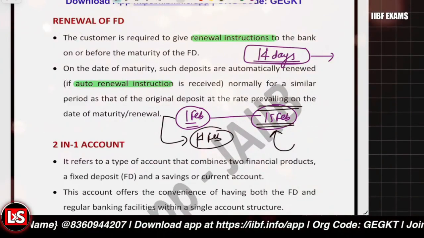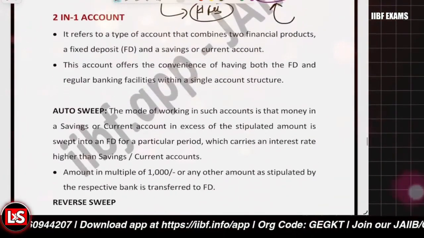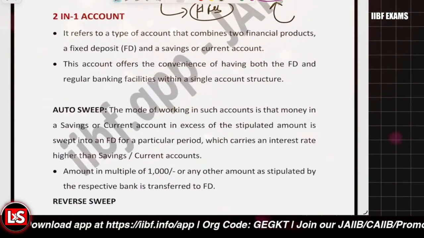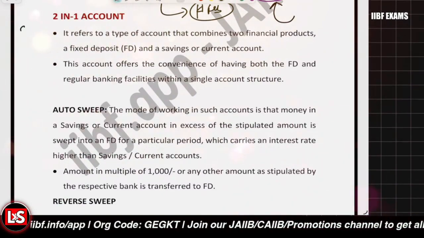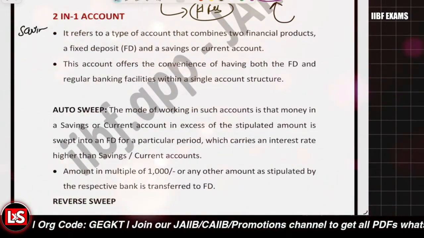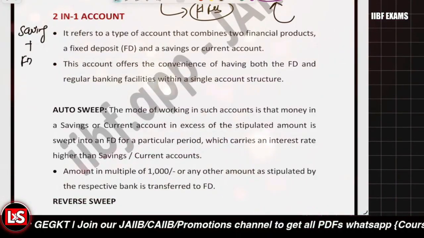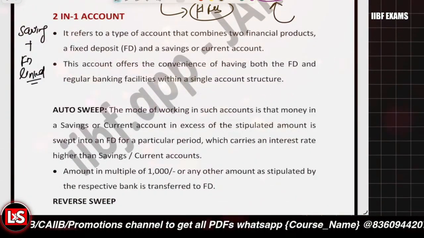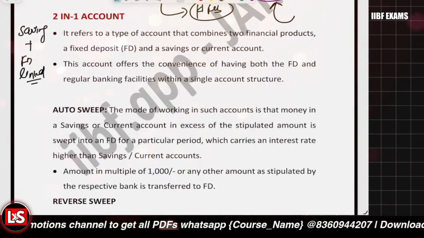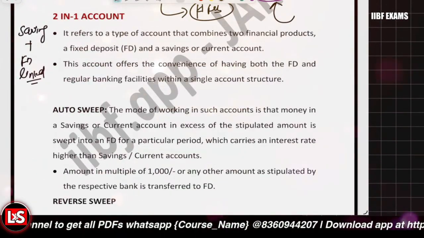Getting it? Then it is related to the two-in-one account. Two-in-one account means saving plus FD account we are talking about. So two-in-one account means saving account plus FD linked account. That's said to be two-in-one account. So it's a combination of two things, current account or saving account plus the fixed deposit account.